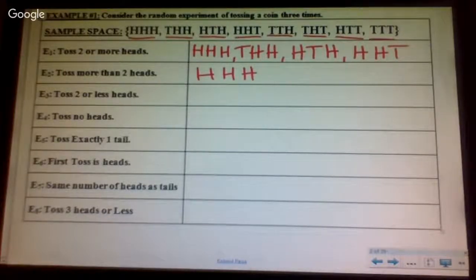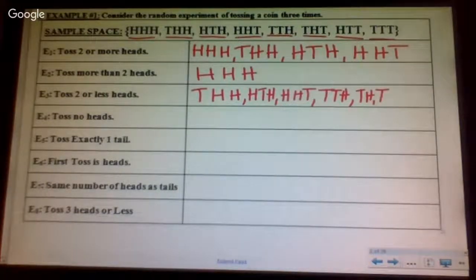Tossing 2 or less heads. THH. HTH. HHT. TTH. THT. HTT. 2 or less heads. So that means none too. So TTT. That means there's absolutely none heads. So all tails.